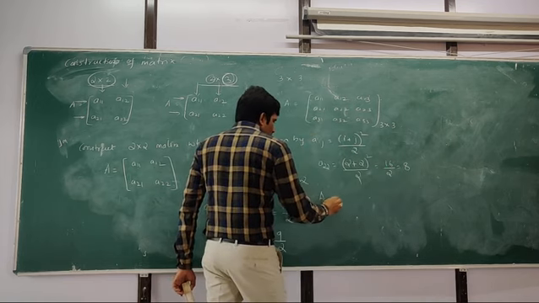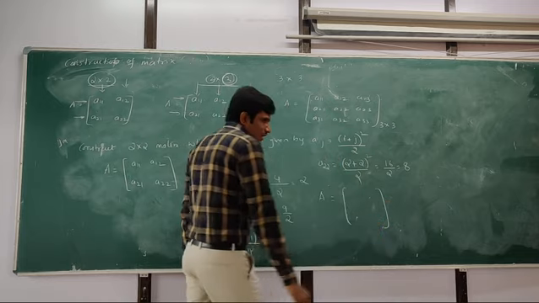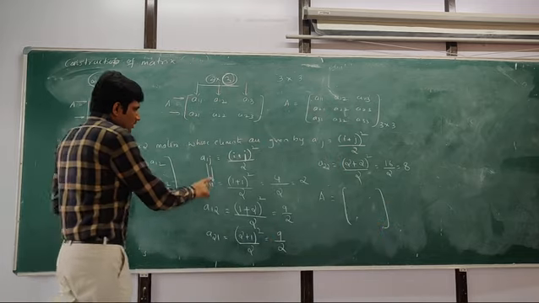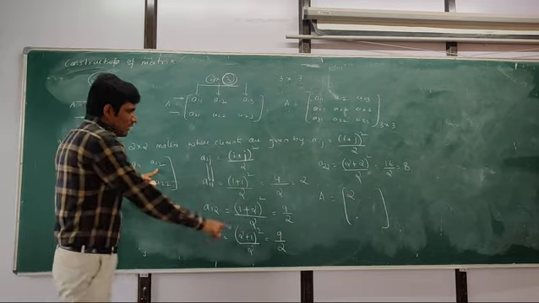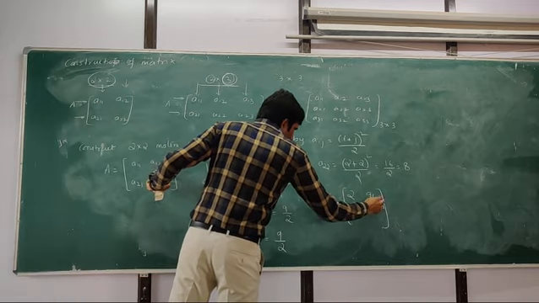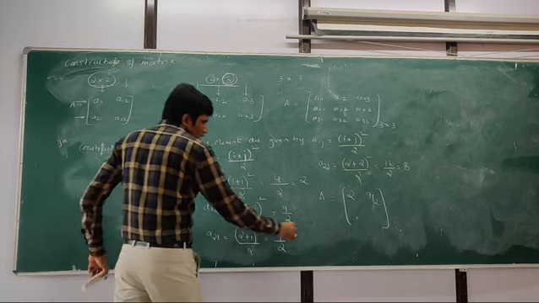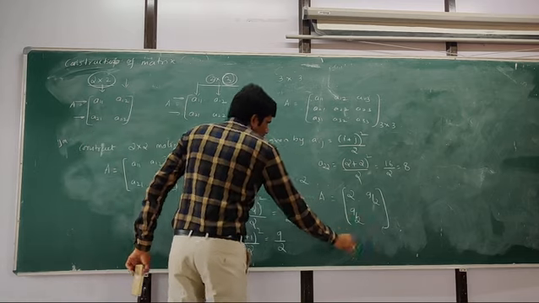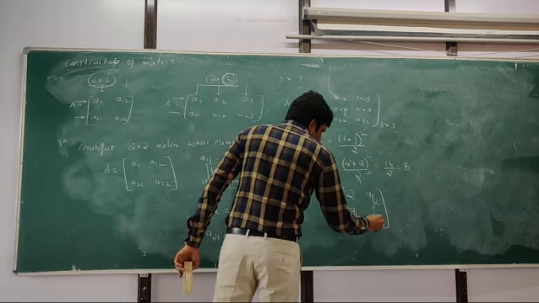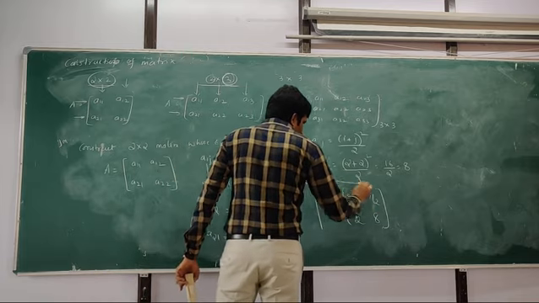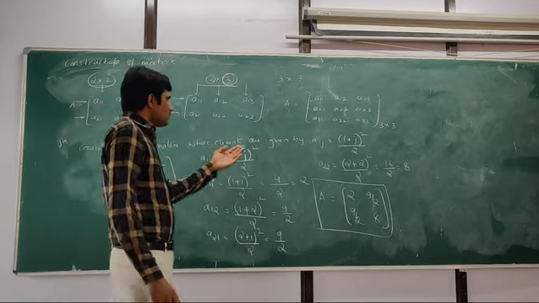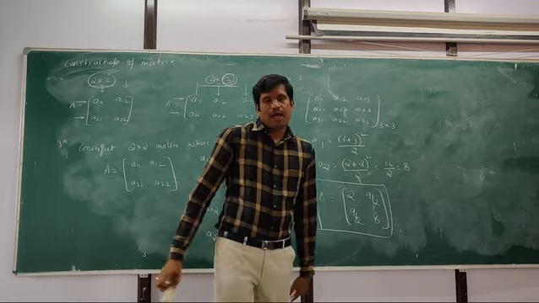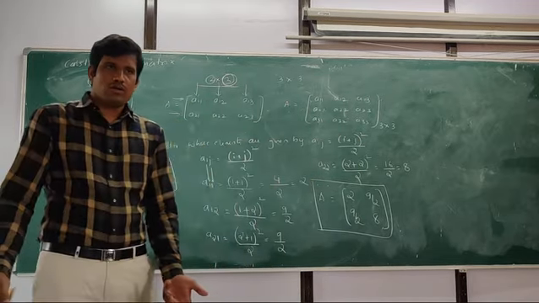So now what is the final answer? Now you have to write all these elements. So A11, what is A11? A11 is 2. Right? So A12, what is A12? It is 9 by 2. Next A21, what is A21? A21 is also 9 by 2. Next A22, what is A22? It is 8. So this is a construction of a 2 cross 2 matrix whose elements are given by (i plus j) whole square divided by 2. Right?